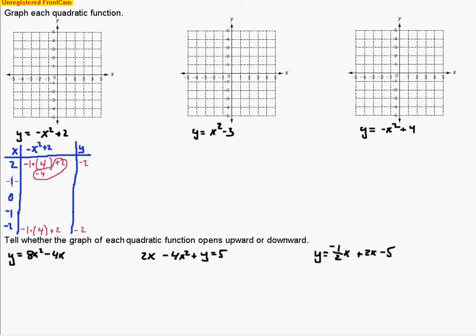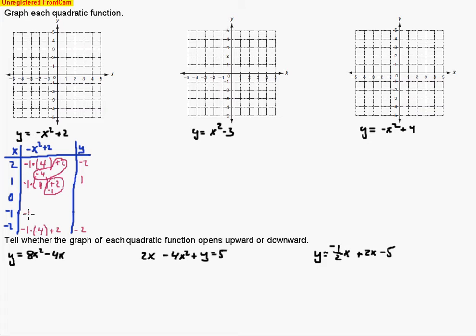Let's try 1. When I plug in 1, I do negative 1 times 1, which I'll put inside here, but I have to square it first, plus 2. What do we get when we square 1? We get 1. And so 1 times negative 1 makes negative 1. Negative 1 plus 2 gives me 1. I get the same answer for negative 1.